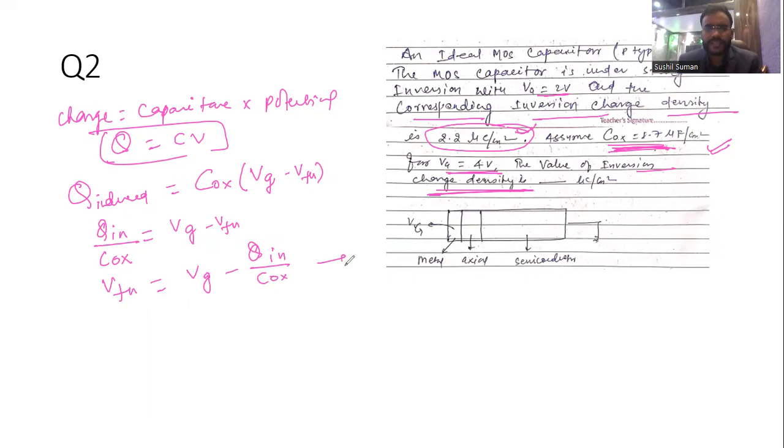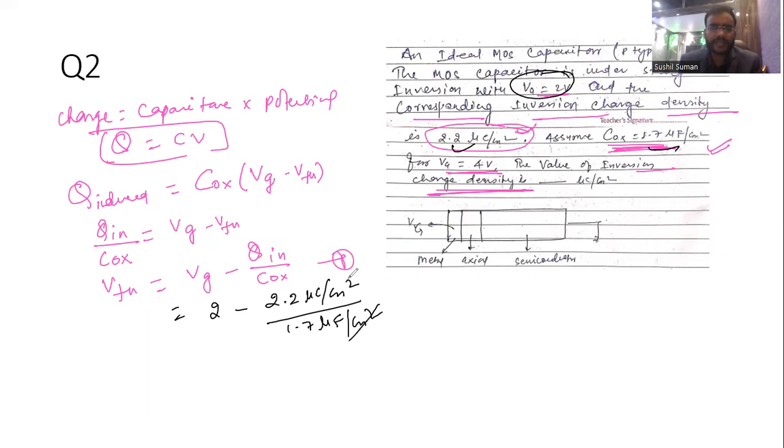So for the first case, just put the first case value Vg equal to 2 volt. So 2 volt minus Q, which is 2.2 microcoulomb per centimeter square, upon C oxide, which is 1.7 microfarad per centimeter square. Micro cancels out. Now solve this value. This becomes 0.706 volt.